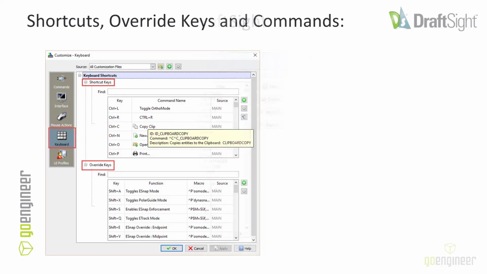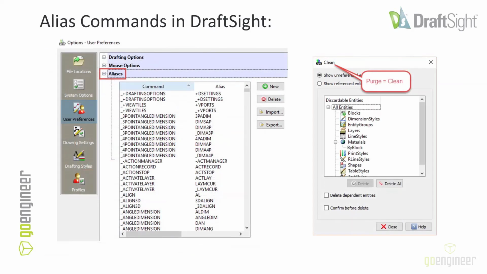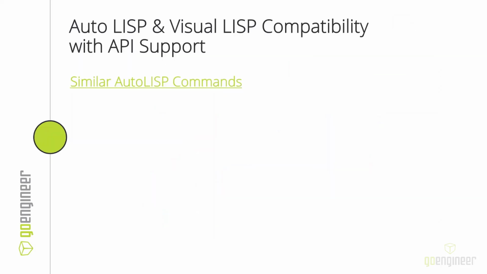What we can do is also go here and look at our aliases. So I was talking about earlier, like clean is purge and purge is clean. If we type in clean or purge, we get what we want. We want to actually purge the document of things that we don't want in there. Also, you can search under aliases list. So under user preferences and under aliases, we can filter, search, or add new ones if we want to and customize them. We also have similar AutoLISP commands as well.